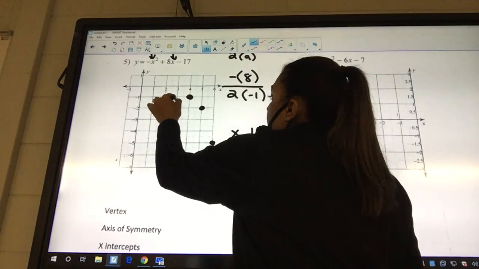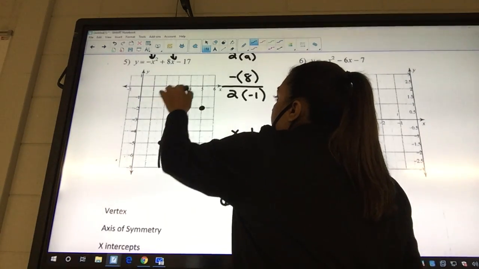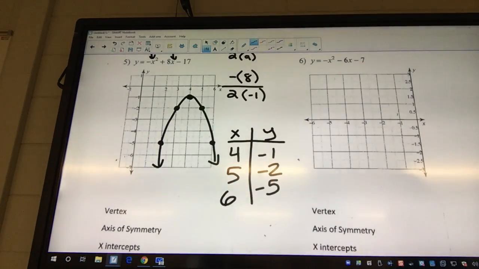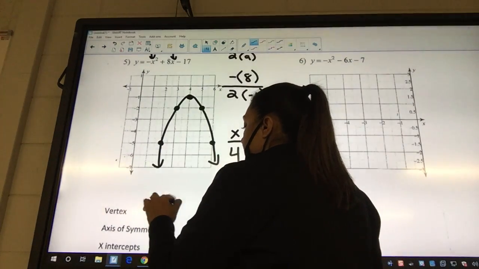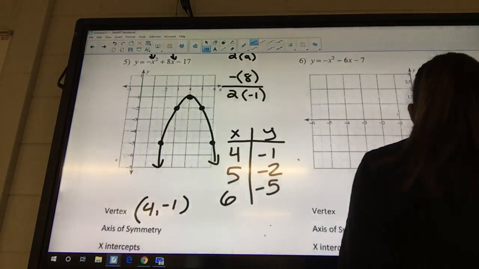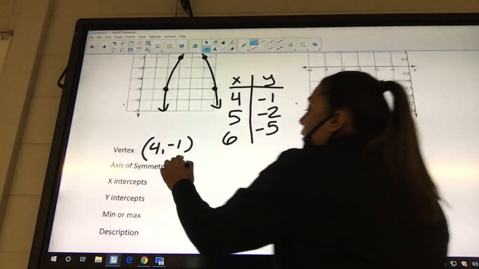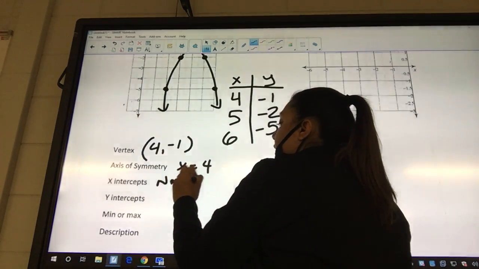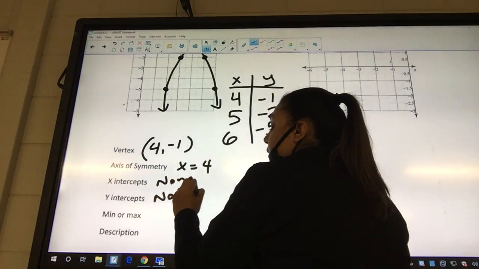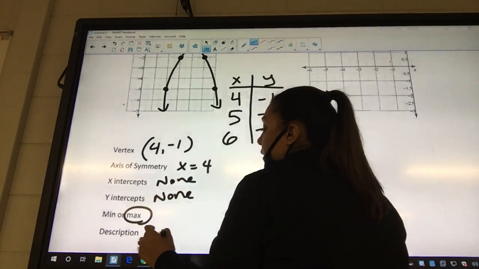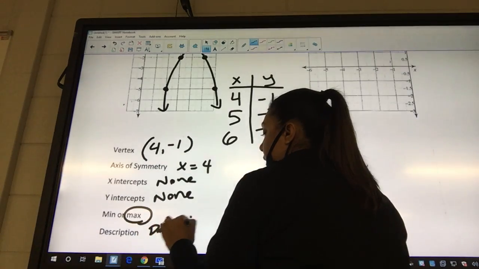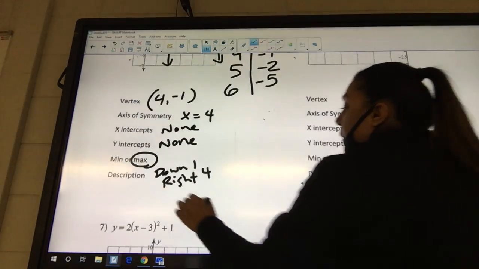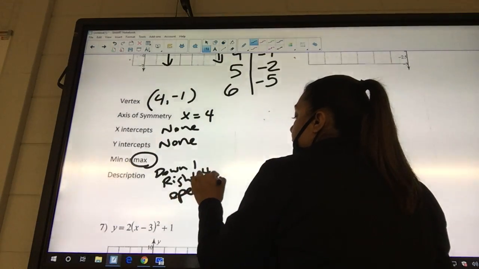Okay, we can copy those over. The vertex. 4, negative 1. Axis of symmetry. X equals 4. X intercept. None. Y intercept. None. Min or max? Max. Description. Down 1, right 4. Opens down. Down 1, right 4. Okay, 2 right. Opens down.